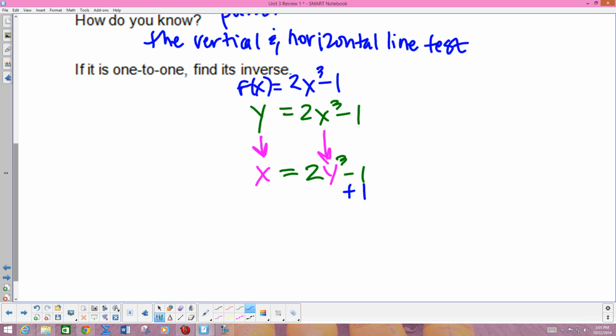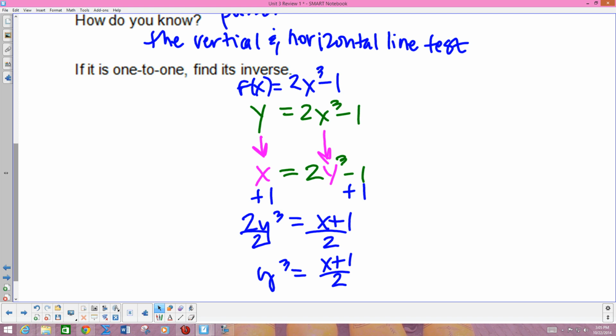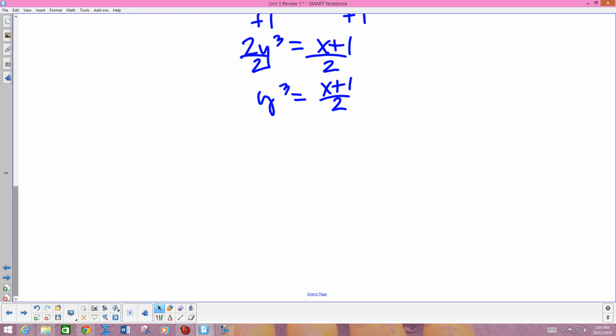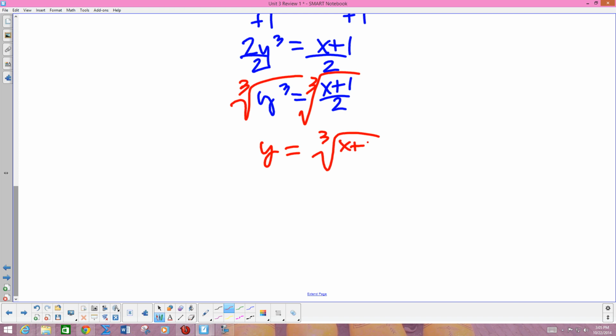Solving for y, I'm going to add 1 to this side and 1 to this side. So I have 2y to the third is equal to x plus 1. I'm dividing by 2, dividing by 2. So y to the third is equal to x plus 1 divided by 2. How am I going to get rid of that cube there? Cube root it. Cube root this side, cube root this side. So y is equal to the cube root of x plus 1 divided by 2.